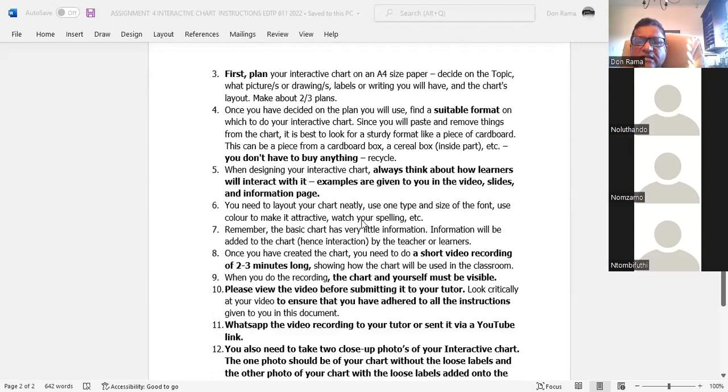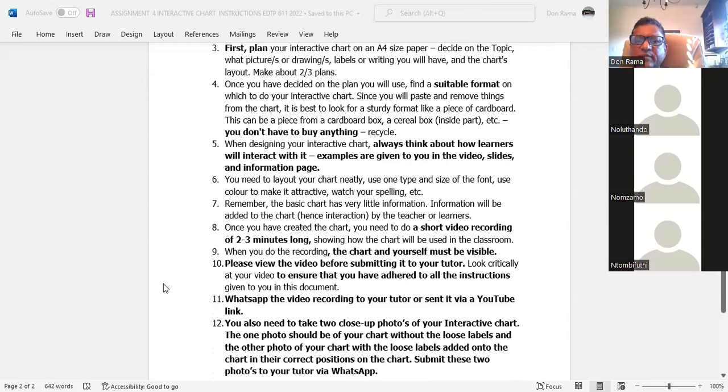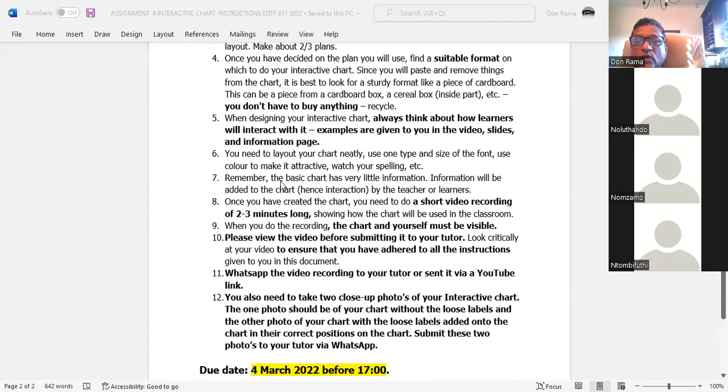You need to lay out your chart neatly, use one type and size of font. Use color to make it attractive and watch your spelling, right? This means when you're writing, use one type of font. Don't use different sizes and different styles of fonts. Remember, the basic chart has very little information, so go back and look at that digestive system example I've given you. Information will be added to the chart. Hence, there's interaction by the teachers or learners.